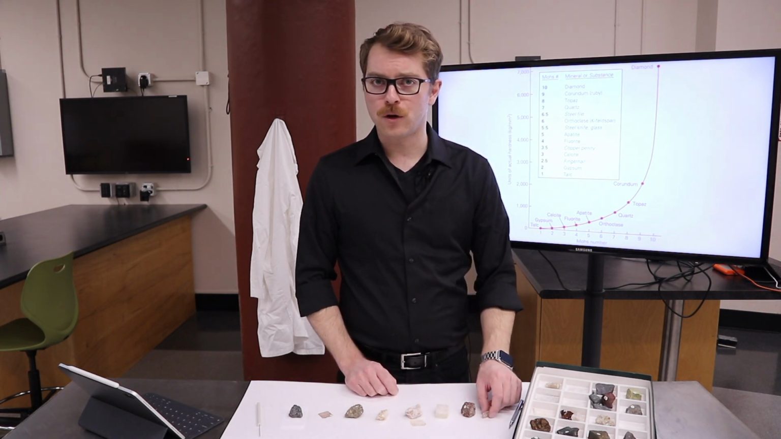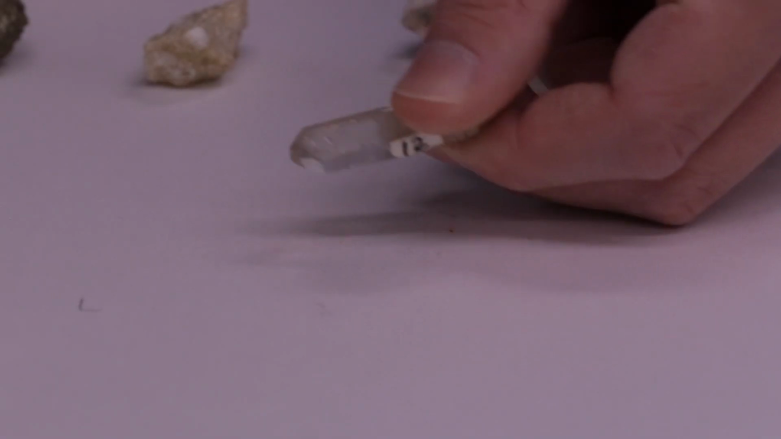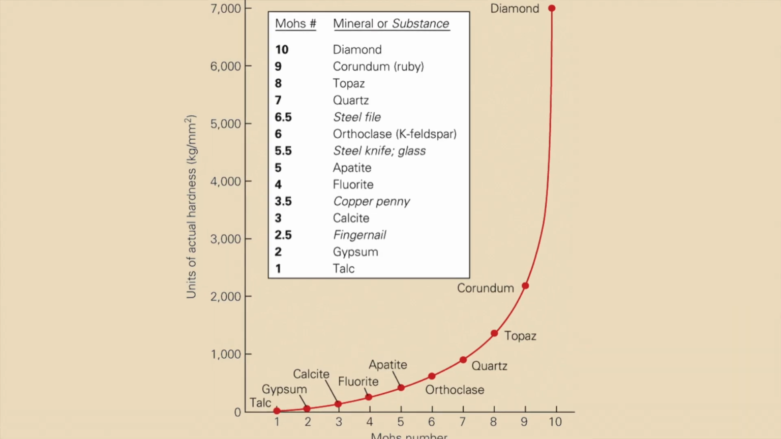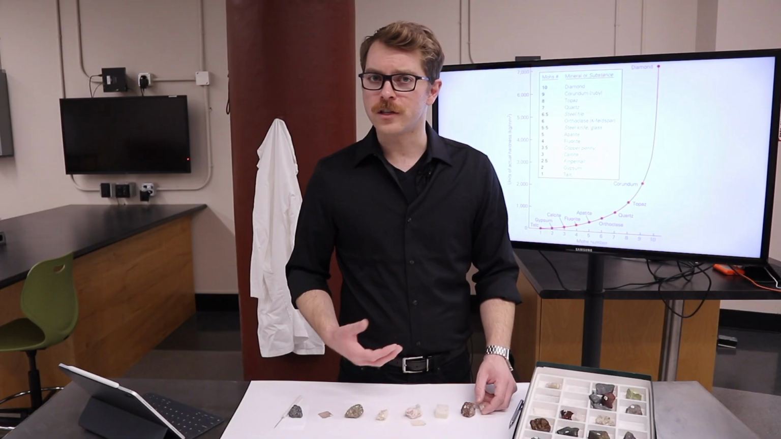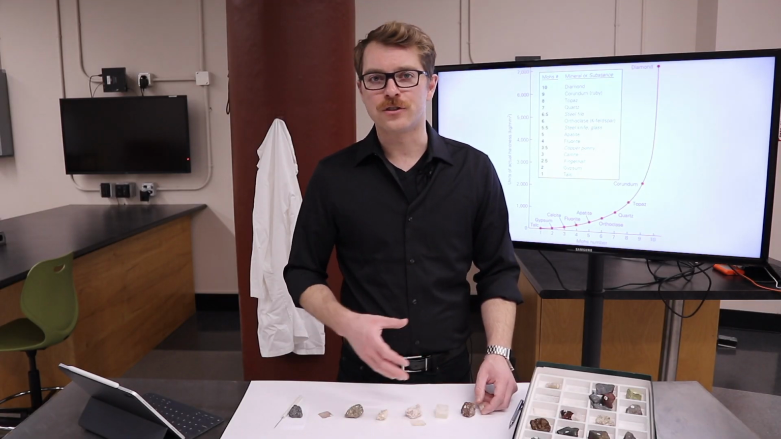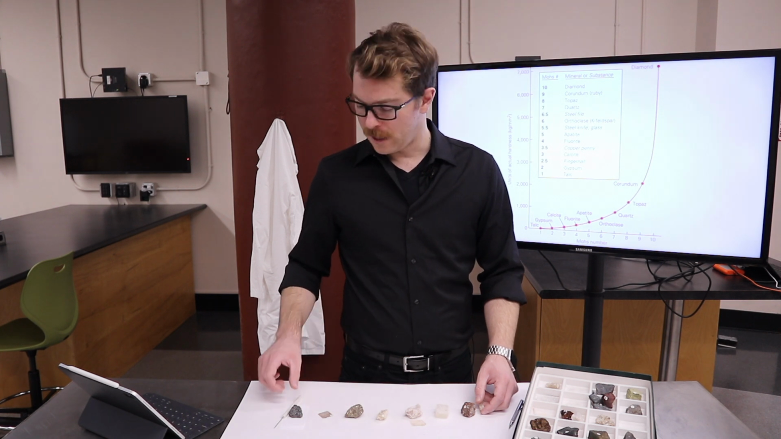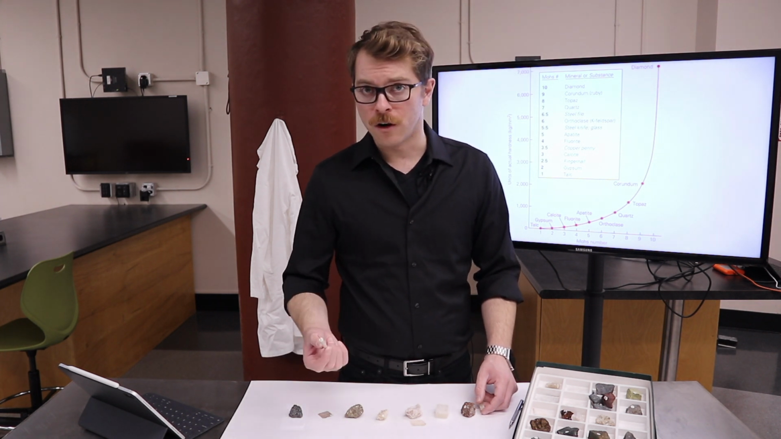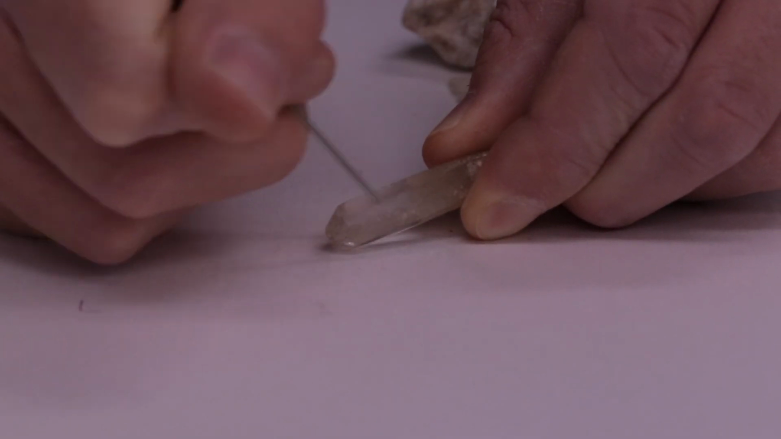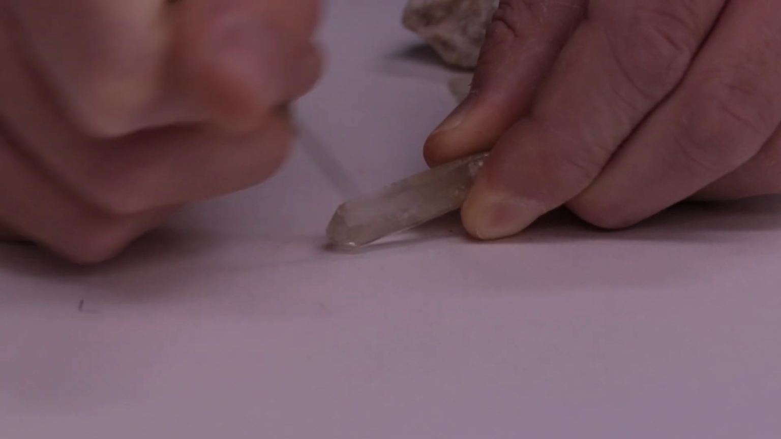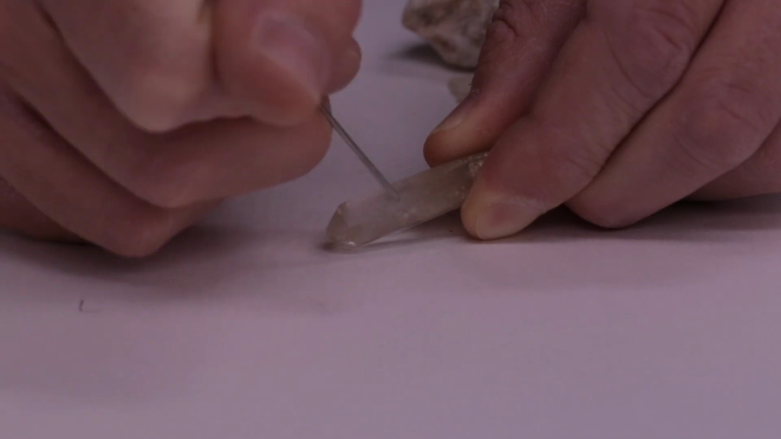So I have a prismatic quartz crystal here, and as you can see, quartz is a very hard mineral. It's a number 7 on the scale, and as a result of its hardness, it's actually resistant to scratching from these other minerals. And even the steel blade, which has a hardness of 5.5, can't scratch the surface of quartz. So if I'm rubbing the surface here, you can see it's not leaving any marks on the quartz crystal.